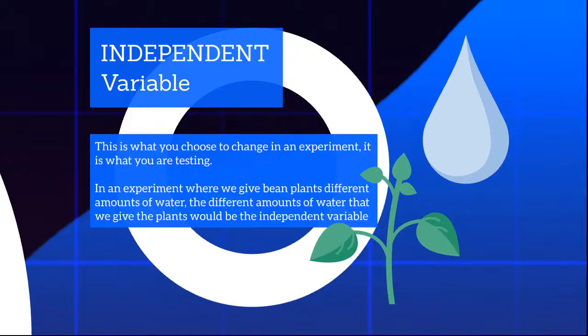Again, I always say it's what you choose to change. In an experiment where we give bean plants different amounts of water, the different amounts of water would be the independent variable. So we want to keep everything else the same so it's fair. We want to change one thing, and the one thing that we're changing is the independent variable. Think about this if we were having a race.